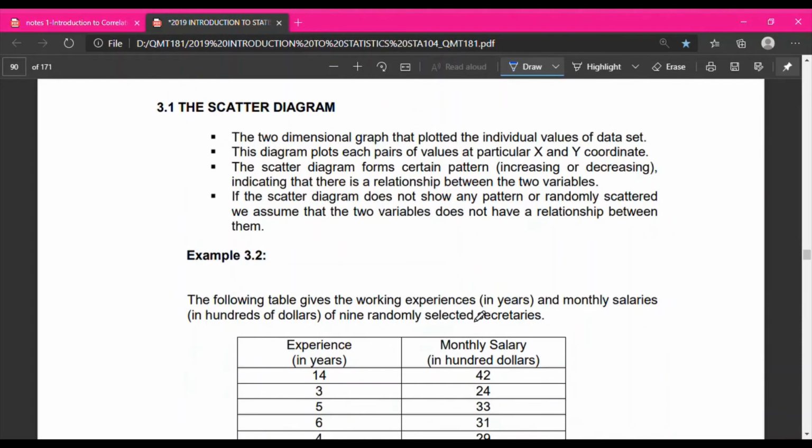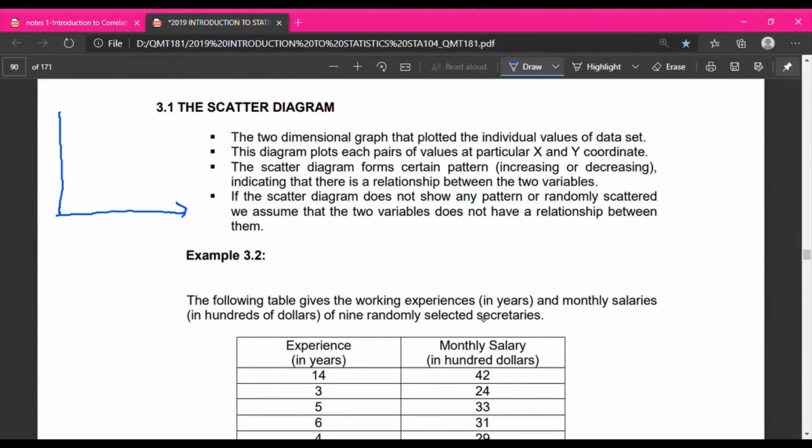So what is the scatter diagram? So actually I believe that all of you pernah jumpa the scatter diagram, cuma maybe you tak tahu ianya dipanggil scatter diagram. Okay, scatter diagram adalah two-dimensional graph that plotted the individual values of the dataset. The diagram plots each pair of the values at particular x and y coordinate. So, nak buat scatter diagram, kena gunakan graph paper, which is you need to plot each pair of x and y coordinate.